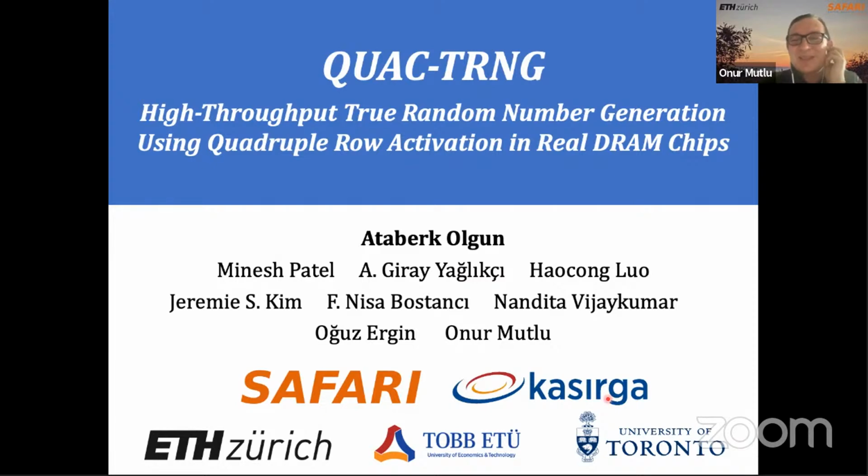Maybe I'll ask a question, Ataberk. So clearly this work is very good at throughput. In terms of latency, how does it compare to other DRAM random number generators? Yeah, let me open the table we have for that.